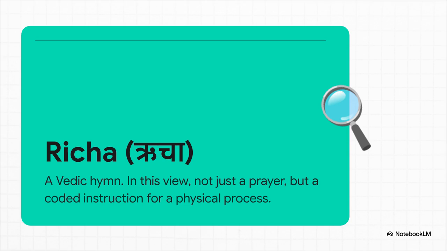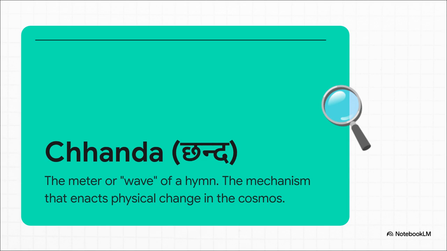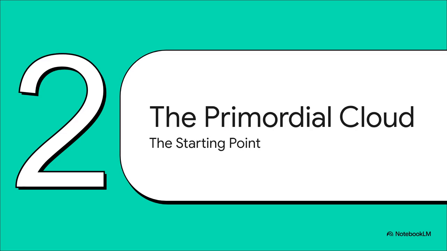But a line of code is useless unless you hit enter, right? So how is that code actually executed? Aha, that is where chanda comes in. The chanda is the rhythm, the meter of the hymn. It's a specific vibration. It's like the carrier wave. The richa is the message, but the chanda is the physical vibration that takes that command and actually makes something happen in the cosmos. It's the enter key. All right, so we've got our language. Coded instructions carried on specific vibrations.